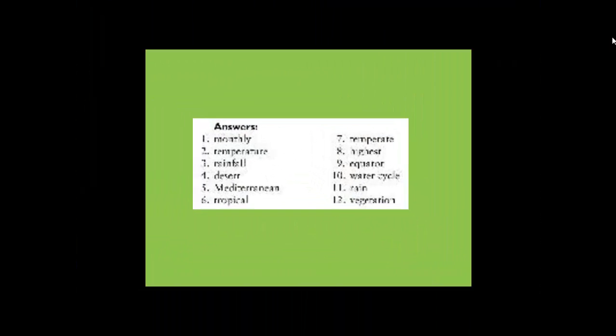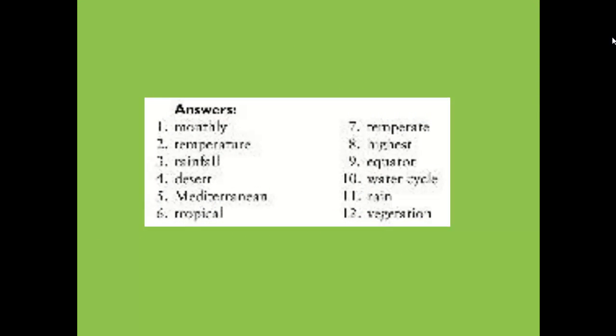Now you can see the answers. They are not clear. I'm so sorry. But you can read them. Monthly, temperature, rainfall, desert, Mediterranean, tropical, temperate, highest, equator, water cycle, rain, and vegetation.